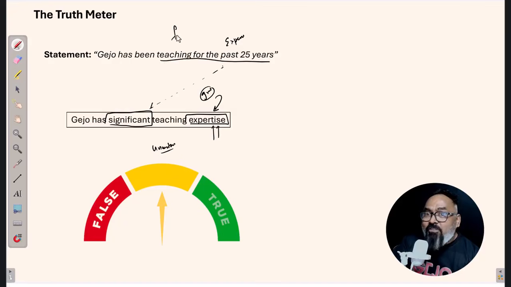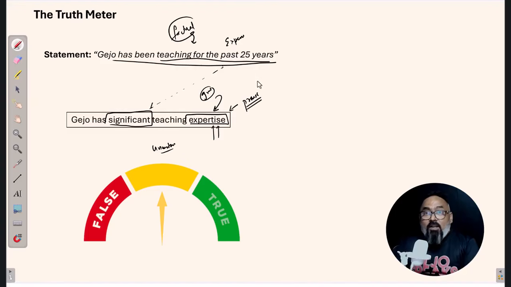This seems to be a very factual statement. Gejo has been teaching for the past 25 years. This seems to be like a praise. This statement never intended to be any praise. It's merely saying a fact. Gejo has been teaching for the past 25 years. This is doing something else.